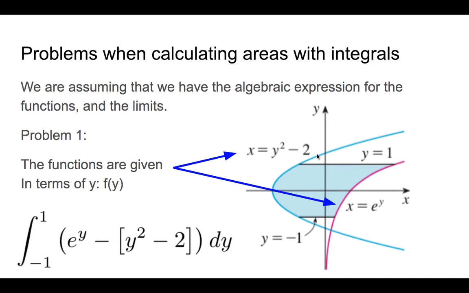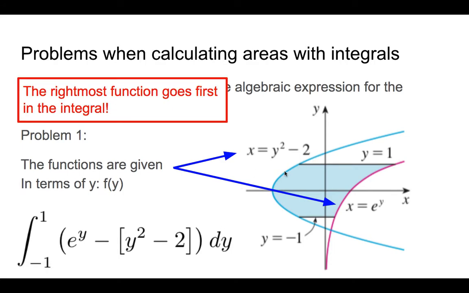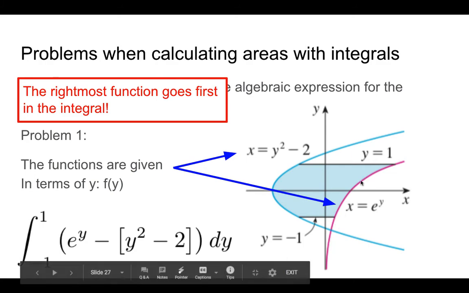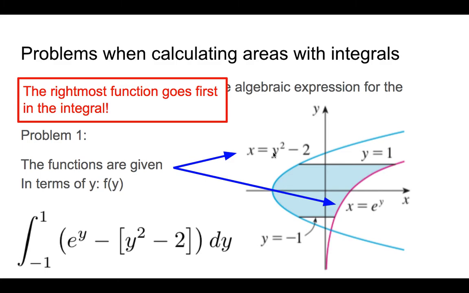The variables are y's, and the function that you put first in the integral, in this case, since you cannot define which one goes on top, is defined to be the rightmost function. So in this case, it's this one that goes first, and you subtract the other one. If you don't do this, you're going to get an area that is negative, and you will have to turn it positive at the end, but that's it. But try to put it in the right order from the beginning.